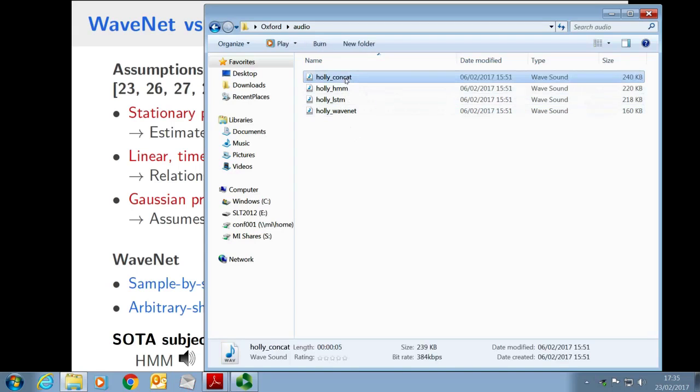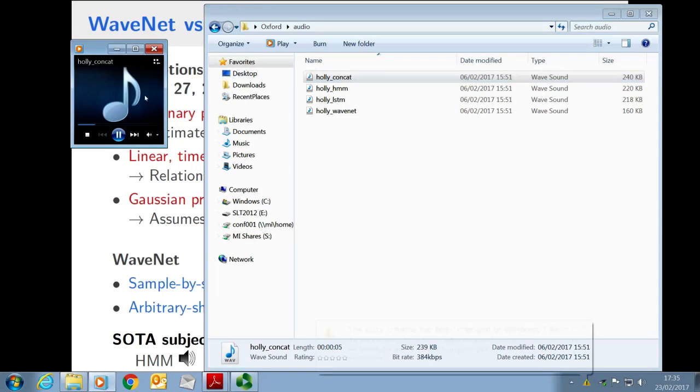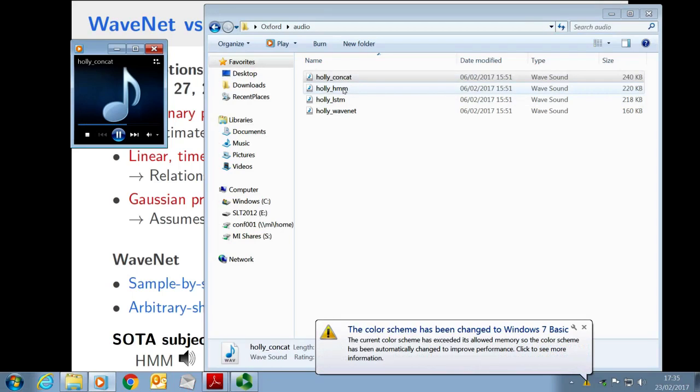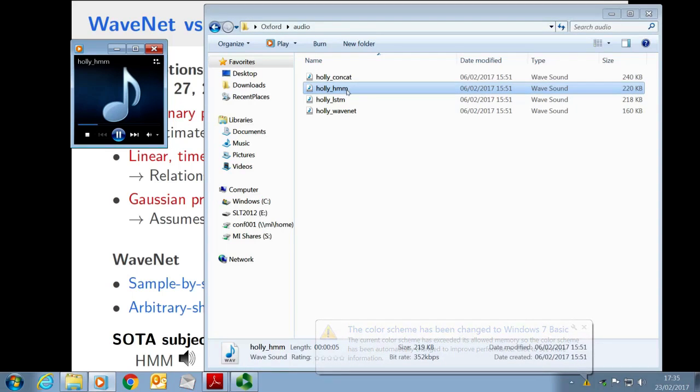The avocado is a pear-shaped fruit with leathery skin, smooth edible flesh, and a large stone. So this is the hidden Markov model. The avocado is a pear-shaped fruit with leathery skin, smooth edible flesh, and a large stone.